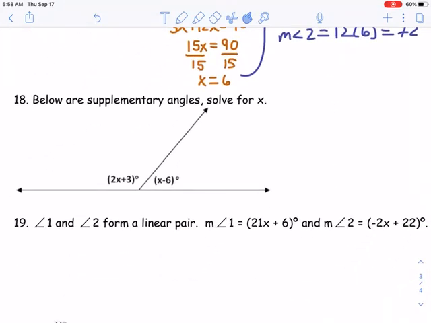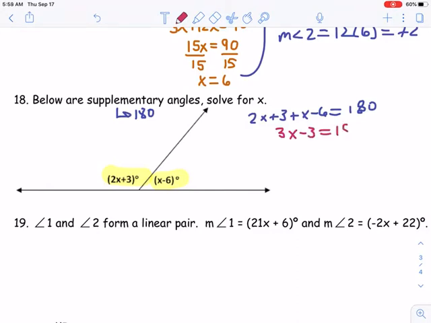Alright, so complementary 90. This one's telling us it's supplementary, so we automatically know, boom, 180. It's just telling us to solve for x. It gave us that, it gave us that. All we got to do is say, well, 2x plus 3 plus x minus 6 equals 180. Then we get 3x minus 3 equals 180.